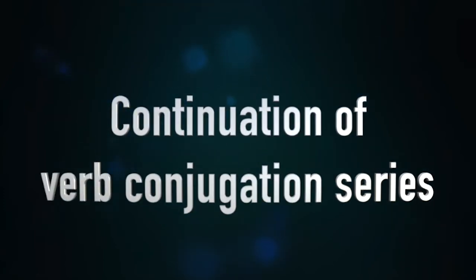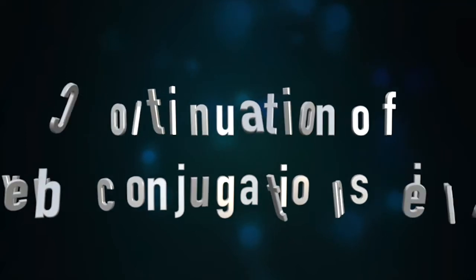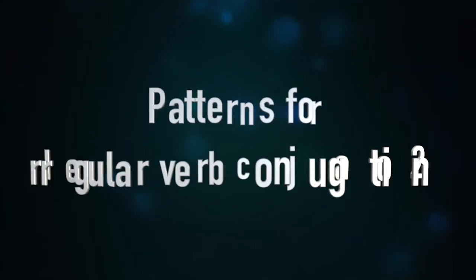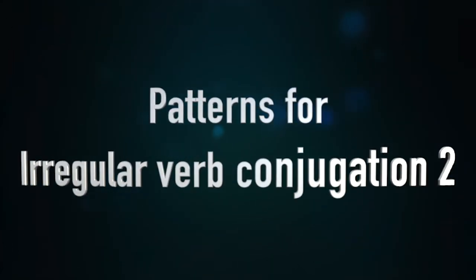I covered patterns for irregular conjugations last time. This is the second half of my irregular verb conjugation series. As I said in the previous video, we can find some patterns among irregular verbs, and we can make a good guess if we know the pattern. I will explain what the patterns are.